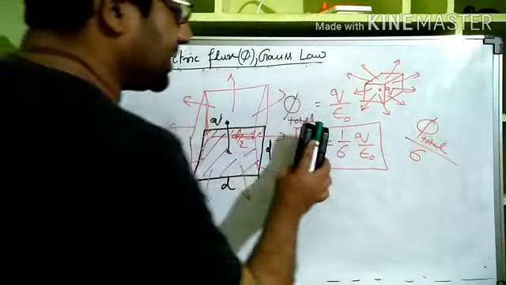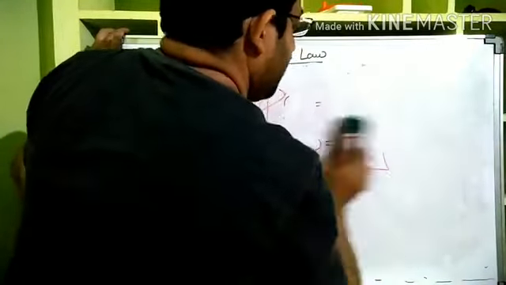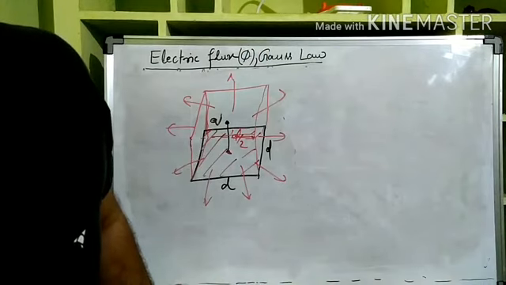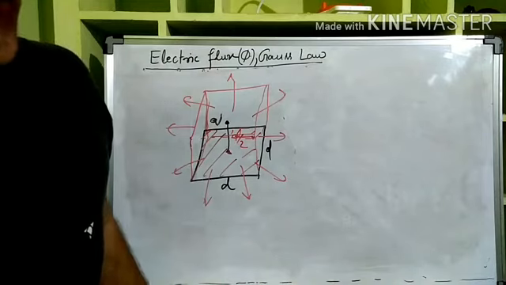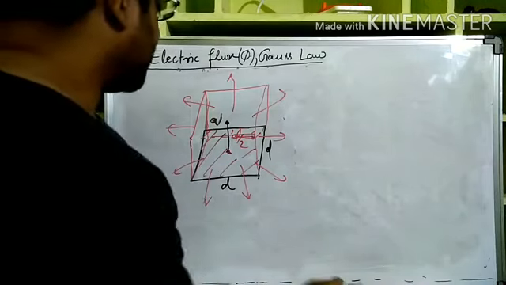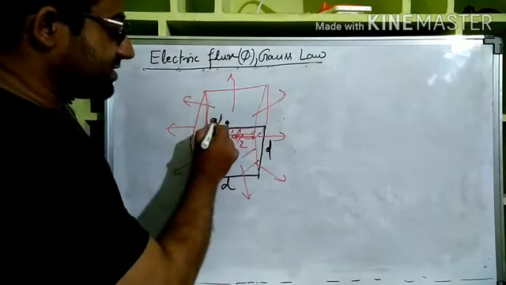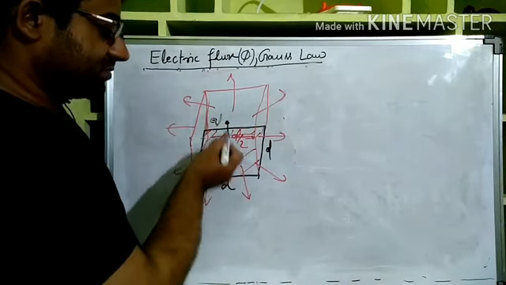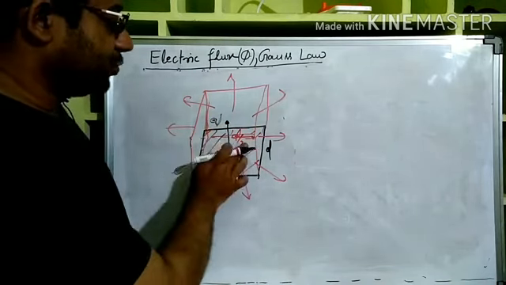Now, there is a second part of the question. The second part says, if the point charge is now moved to a distance d from the center of the square and the side of the square is doubled, explain how the electric flux will be affected. Now understand the question. The distance of this charge q from the center of the square was d by 2. Now that is increased to d.